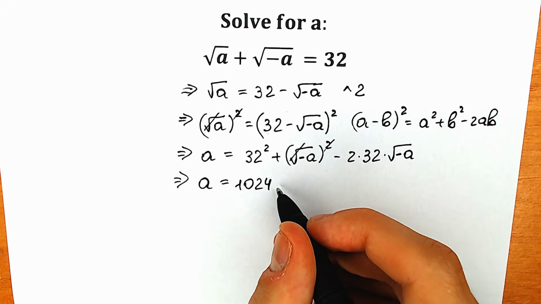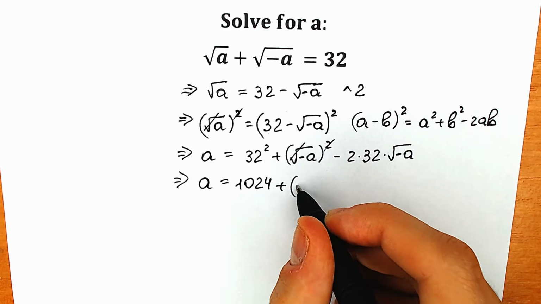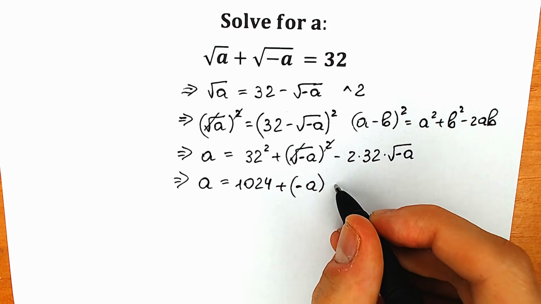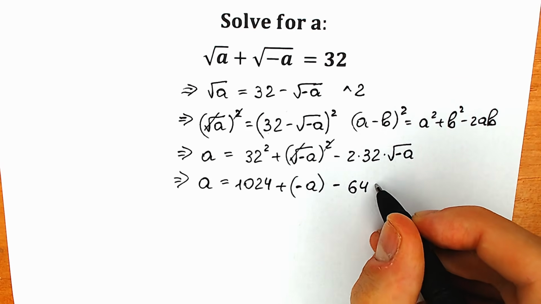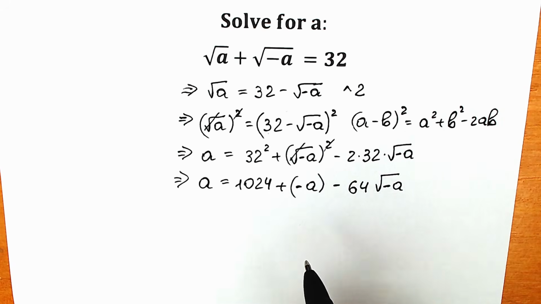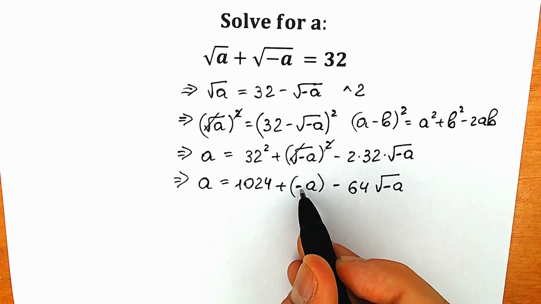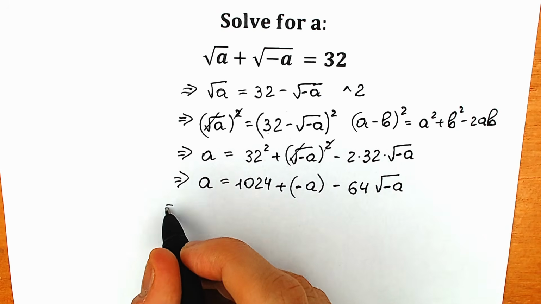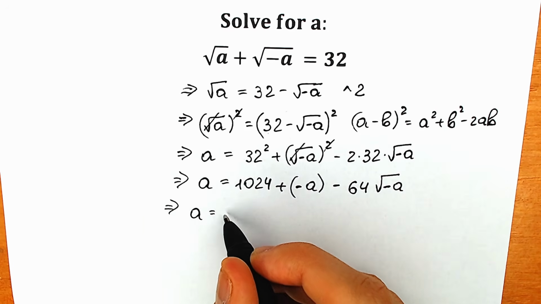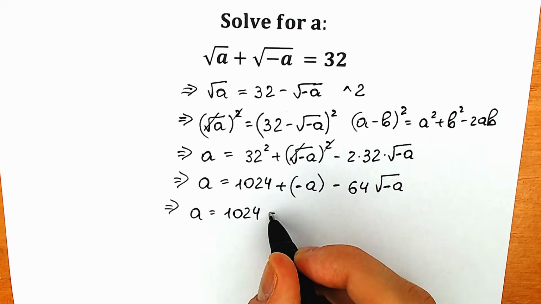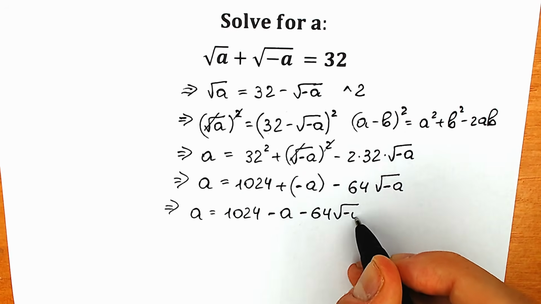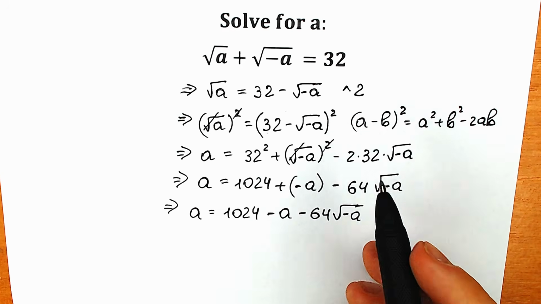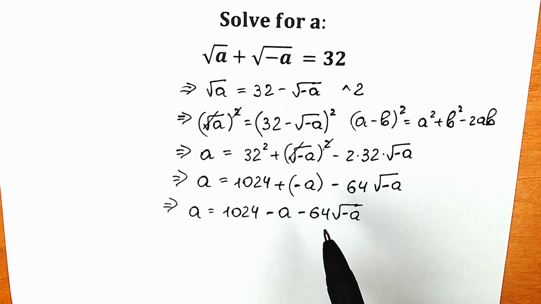Right here we have plus minus a, and we have minus 2 times 32 equal to 64, so minus 64 times square root of minus a. Right now we can easily multiply plus times minus, so as a result the final sign will be negative, so we have a equal to 1024 minus a and minus 64 times square root of minus a. So after this raised into the second power, we have this expression.